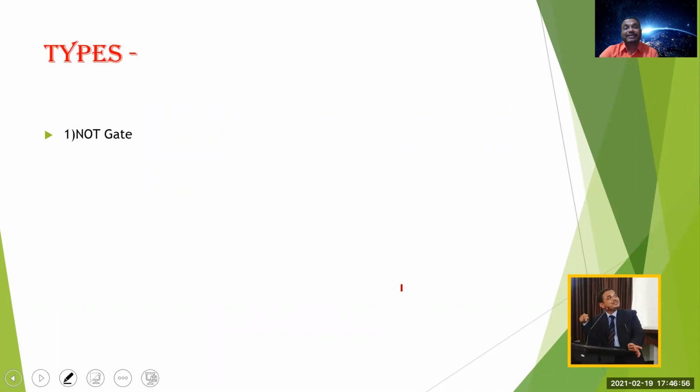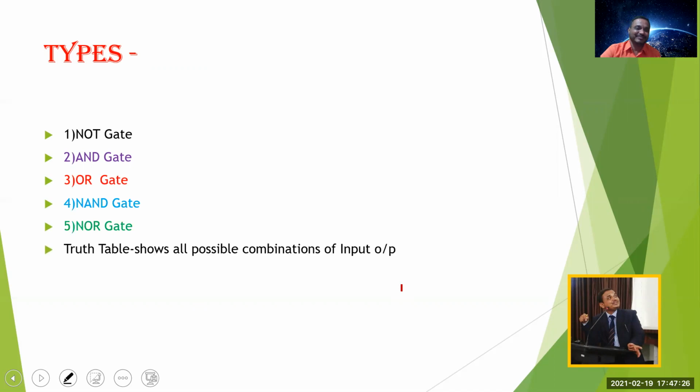So we see the different types of logic gates. Logic gates are electronic circuits which have one or more inputs and only one output. They may consist of several transistors, diodes, resistors, and different electronic components. There are 5 types of gates: NOT gate, AND gate, OR gate, NAND gate, and NOR gate. So we see each type of gate in detail.